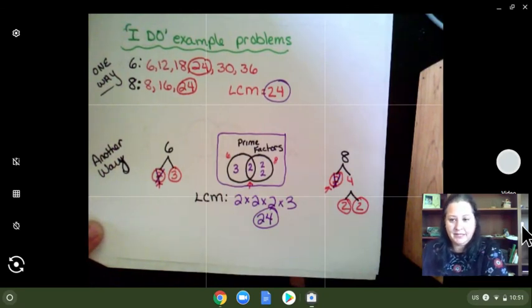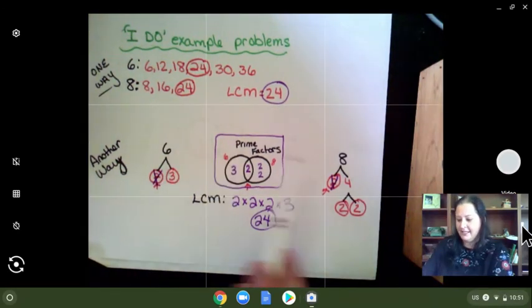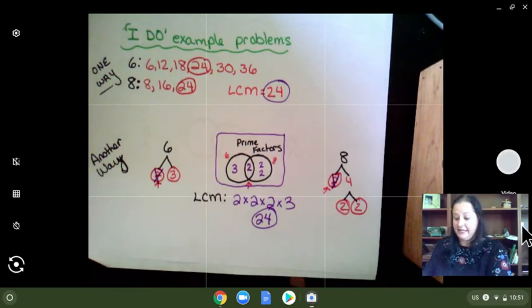So that may seem like a long roundabout way to get your least common multiple. However, when you use really large numbers here, it is going to be the easier way. So you need to learn it.